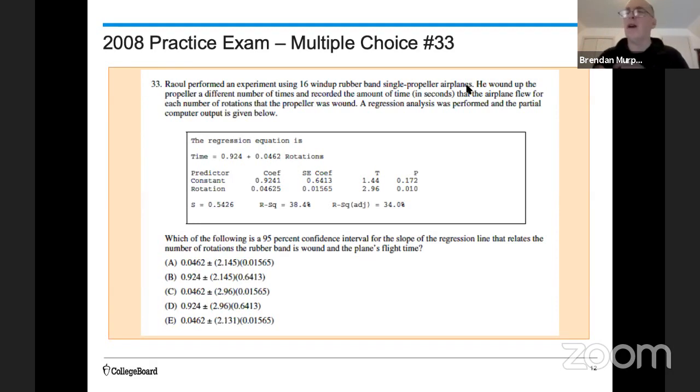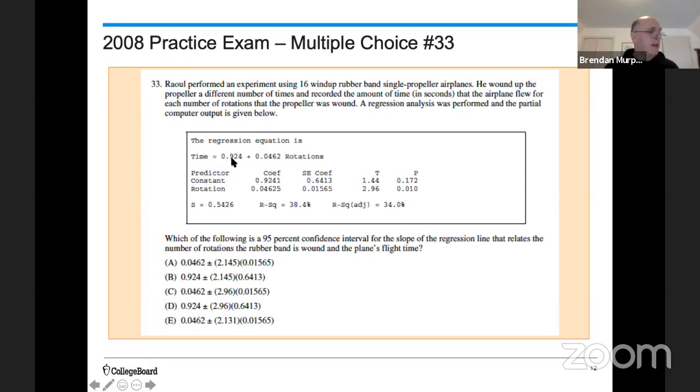So I think I get what they're asking me to do here. You know, I wind up the elastic band. Probably the more I wind it up, the tighter, let it loose, the plane flies longer. But I think that's what's going on. So I call that just setting the stage here. A regression analysis was performed and the partial computer output is given below. So again, I'm going to call this a generic computer output. It's not based upon any one software package. It's generic.